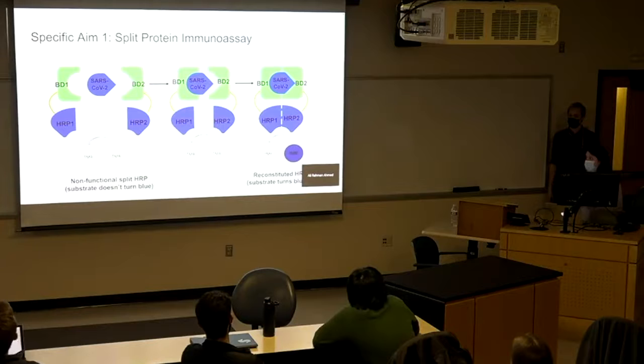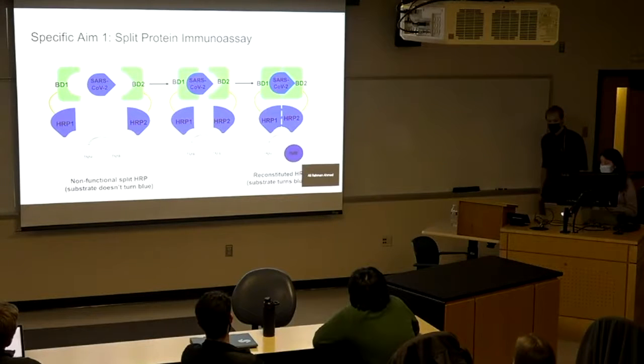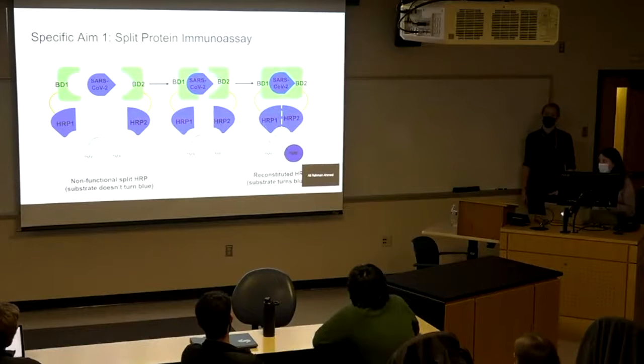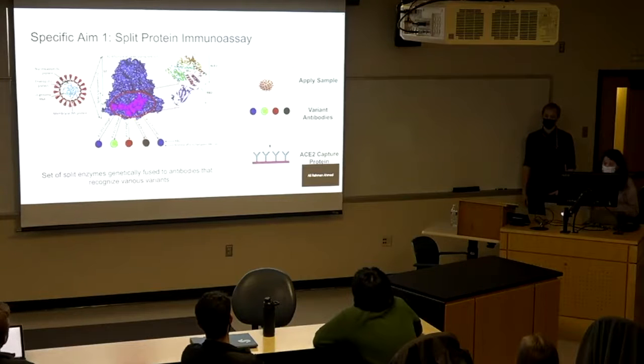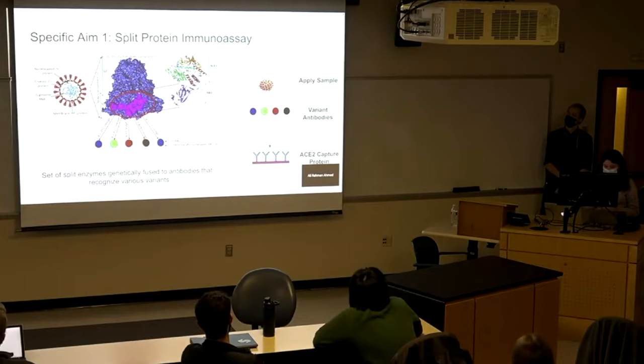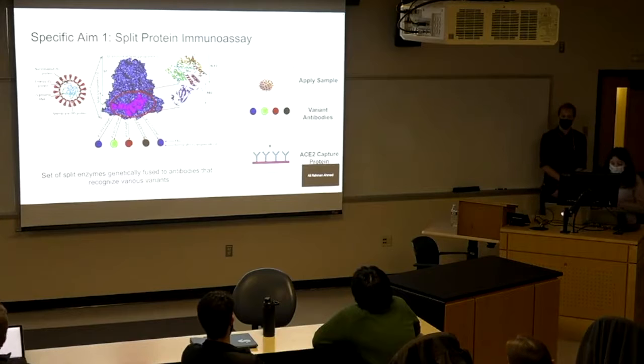And so in the context of testing for SARS-CoV-2, we can genetically fuse antibodies that bind different domains of SARS-CoV-2 receptor binding domain, which has been seen as the most likely area for mutations. And these antibodies will be modeled after the antibodies produced from vaccination and natural infection. And so we can create a library of different split enzymes genetically fused to antibodies that recognize the various variants. And then we can also add an ACE2 capture protein that will be included following the variant antibodies. And so if it binds here but not to the previous antibodies, then this might indicate the possibility of a new variant. And this will be a useful tool to not only keep track of the variants, but avoid having to wait weeks before a new variant is detected.